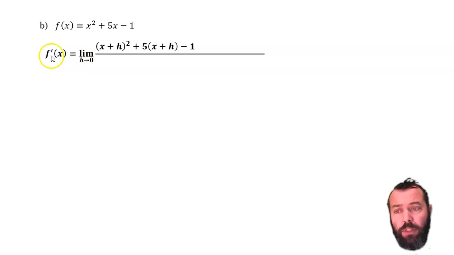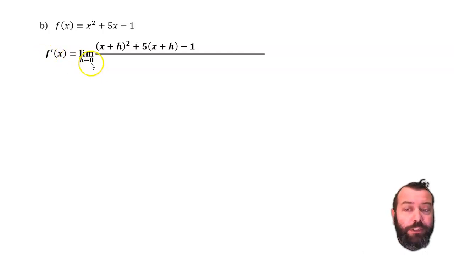So the derivative is the limit as h approaches 0 of, replace x with x plus h. So I get (x plus h) squared plus 5(x plus h) minus 1, minus the function of x, over h. So we replaced x with x plus h to get this first part, and then I subtract the function, divided by h.